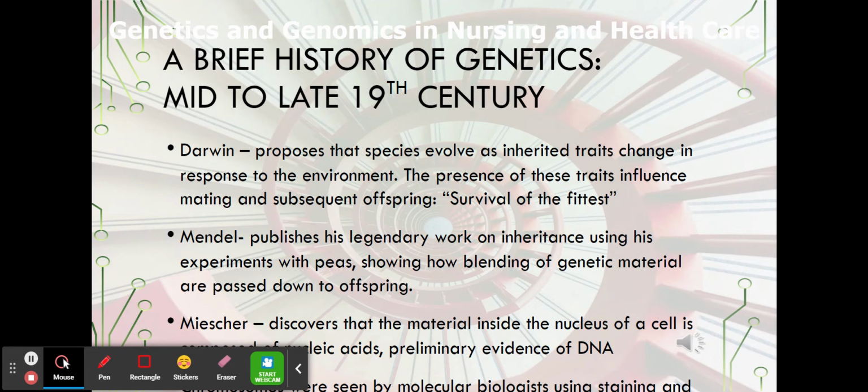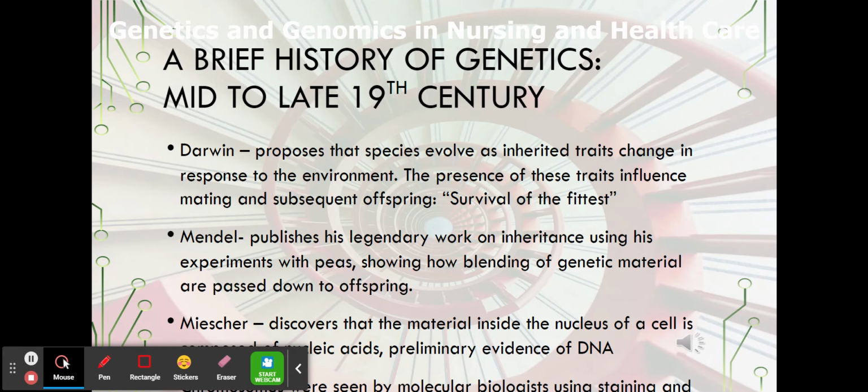Mendel conducted his experiments in the garden with some peas and showed blending of genetic material, traits, and patterns of inheritance. That's where we get our Punnett squares and things like that. Miescher was a scientist who discovered that the material inside the nucleus of a cell was composed of nucleic acids, and that was the preliminary evidence of DNA. We knew that traits were passed down, but how did that happen? Discovering nucleic acids paved the way for understanding that maybe that's where the cell houses that material.